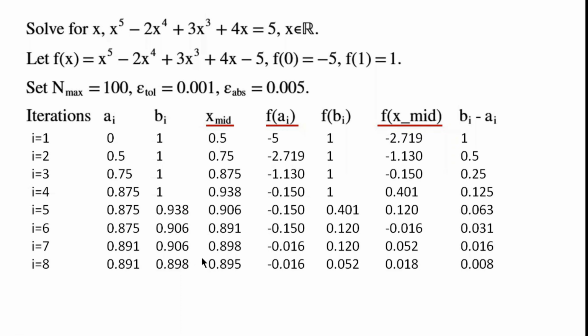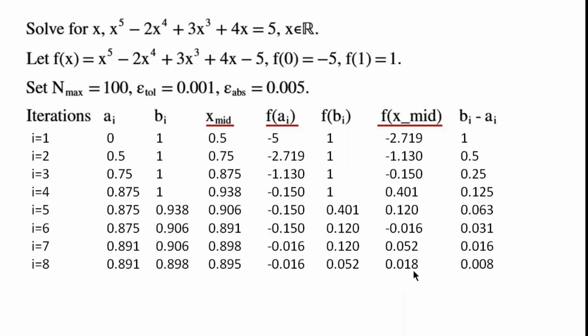So when i equals 8, we set ai to be equal to 0.891, bi to be equal to 0.898, x mid equals 0.895, f of ai equals minus 0.016, f of bi equals 0.052, f of x mid equals 0.018, bi minus ai equals 0.008.